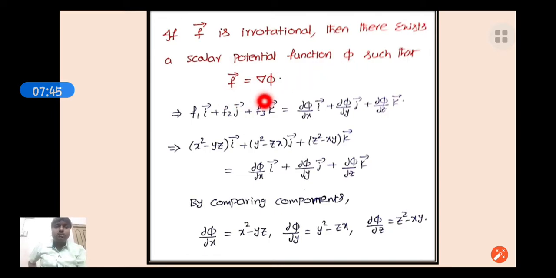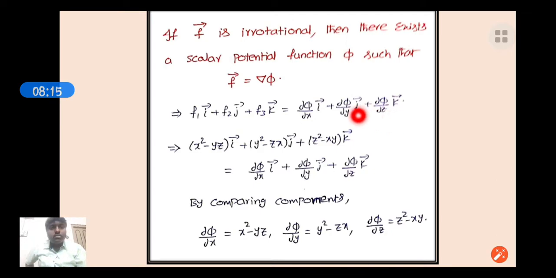Del phi is nothing but the gradient of a scalar point function. In the generalized way, I can write f bar in component form as f1 i bar plus f2 j bar plus f3 k bar, equal to del phi. From the definition of gradient, del phi is nothing but ∂phi/∂x into i bar plus ∂phi/∂y into j bar plus ∂phi/∂z into k bar.